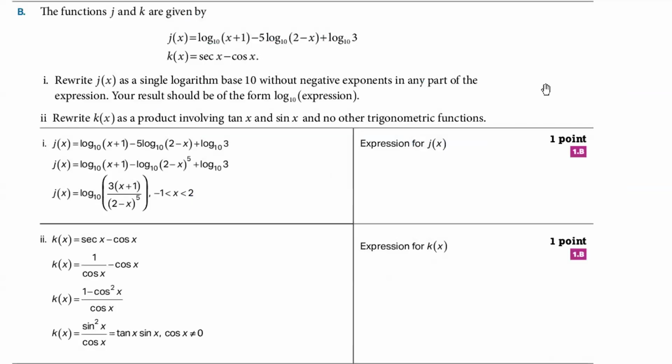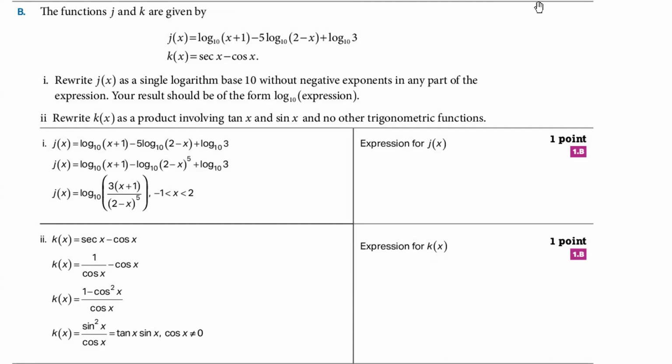On the next part, we have functions J and K are given by J of x equals log base 10 of x plus 1 minus 5 log base 10 of 2 minus x plus log base 10 of 3. And the first thing it says is to rewrite it as a single log. Guys, we know our log properties. So we're writing it as a single log.